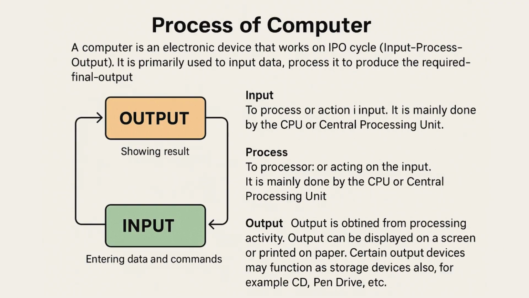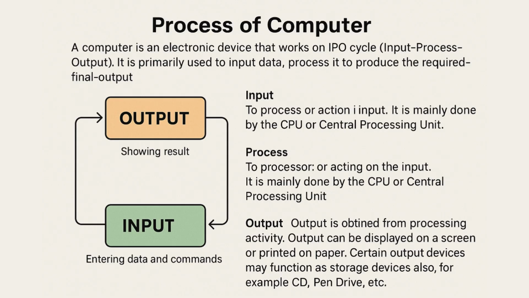Processing of computer. Input, process, output. IPO. A computer is an electronic device that works on IPO cycle, input, process, output. It is primarily used to input data, process it to produce the required final output, which means IPO means that everything the computer does follows a cycle. First input, then process, and finally output.